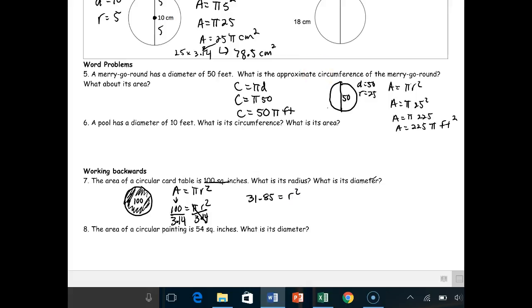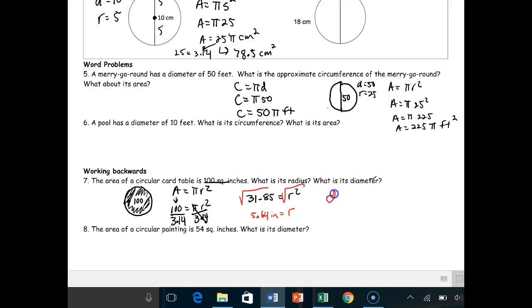Now how do I undo something that's squared? I take the square root. All right, so r would be equal to the square root of 31.85, which is about 5.64, and this would be inches, right? So that's what the radius is.